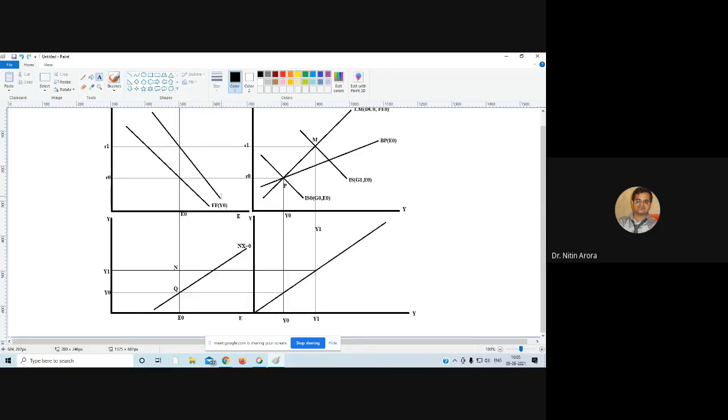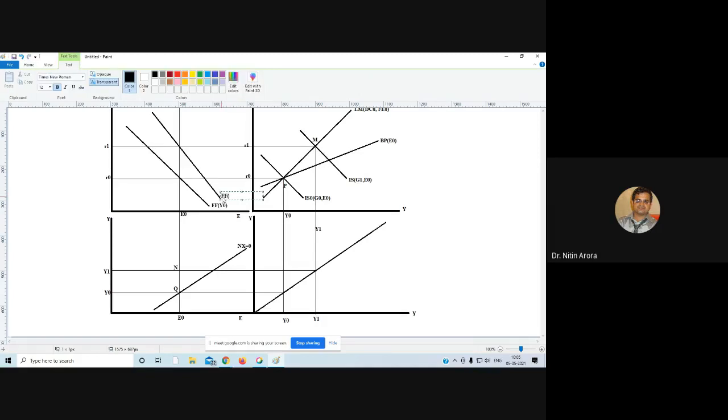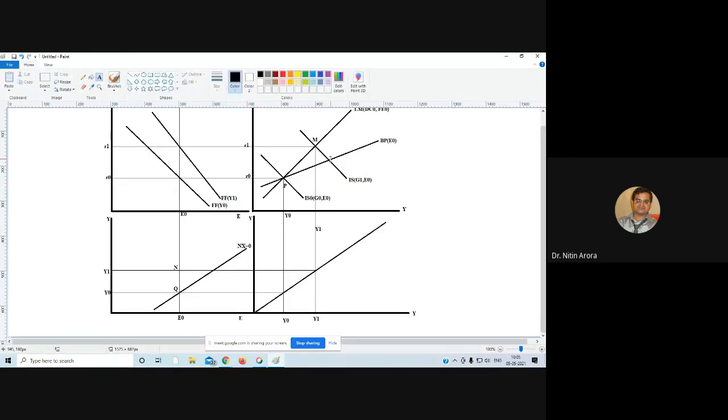The FFY1 line. Now, what happens due to this existing deficit? Obviously, point M is to the left of the BP curve.